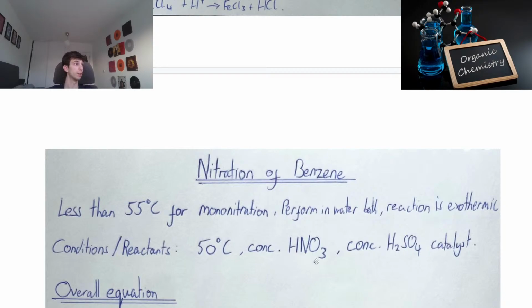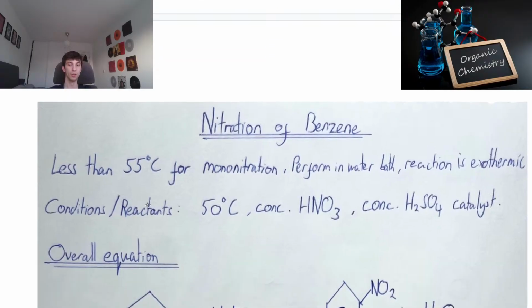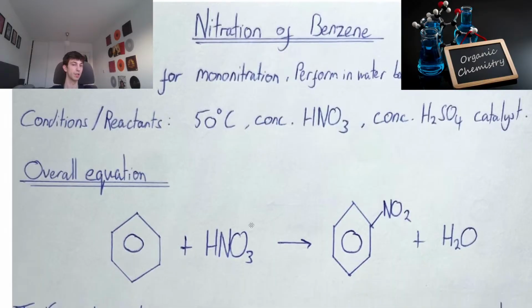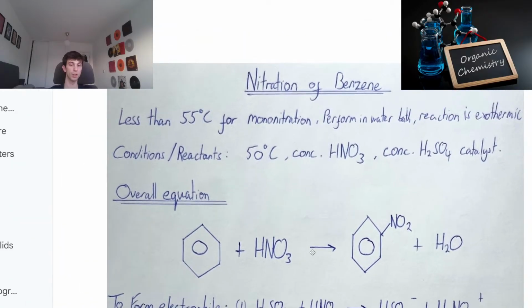We need concentrated nitric acid and a concentrated H2SO4 catalyst. I know a lot of people like the nitration of benzene. People like forming that electrophile of NO2 plus. Let's continue. So the overall equation, we have our benzene, we add the nitric acid, form nitrobenzene, we have our water. Okay, nothing crazy at all.